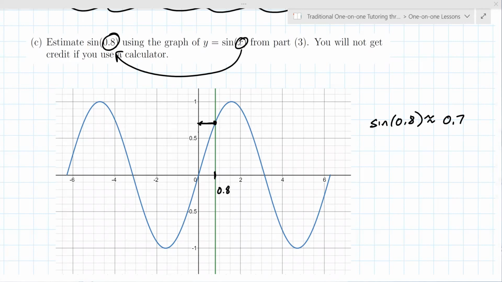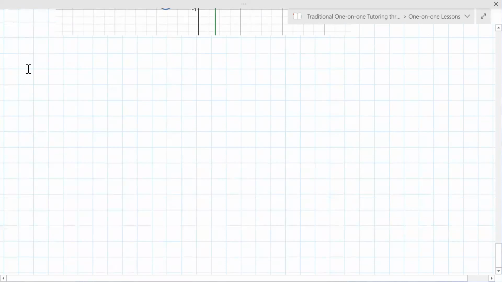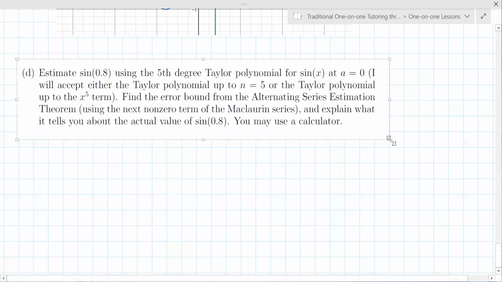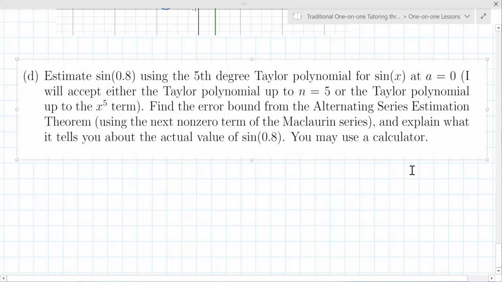Estimate sine 0.8 using the 5th degree Taylor polynomial. Just curious, where are you at on Taylor series? Did you do one for e? Yeah, we did one for e to the -2x. I think we finished them. We're on polar coordinates now. Oh, you're all done. Okay. The big reveal is that there is no such thing as sine, cosine, tangent, e, ln. They're all Taylor series. They're all polynomials.